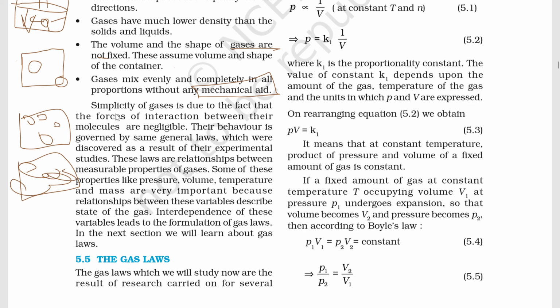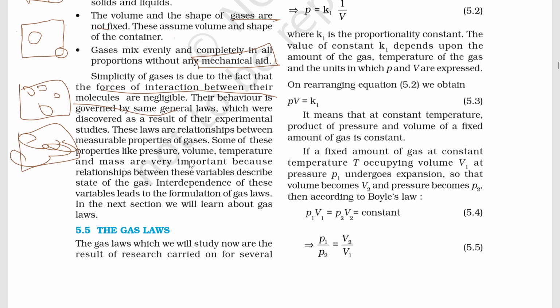The simplicity of gases is due to the fact that forces of attraction between the molecules are negligible. Yes, there are very little forces between the molecules, since the molecules are very far away. Their behavior is governed by general laws which were discovered as a result of experimental studies. These laws are the relationship between measurable properties of gases. Properties like pressure, volume, temperature and mass are very important because the relationship between these describes the states of gas. For example, if pressure increases, then its state might change to liquid.